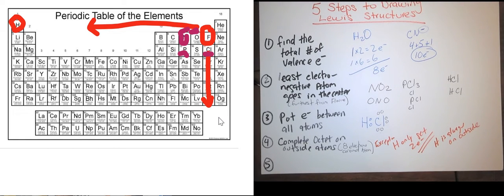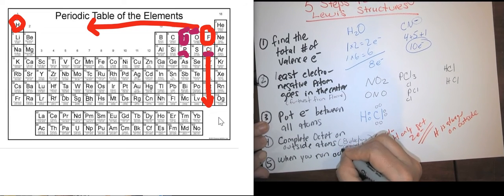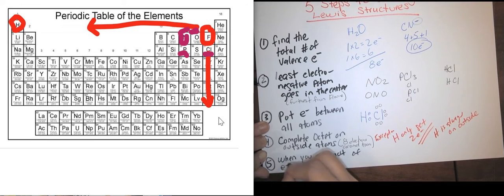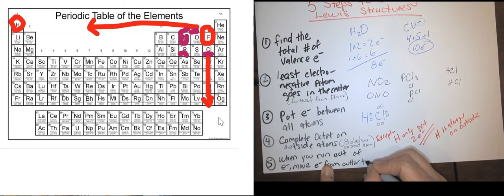All right. What happens if you run out of electrons? You just don't have enough electrons to fulfill the octet rule. So, when you run out of electrons, move electrons from outer to inner.